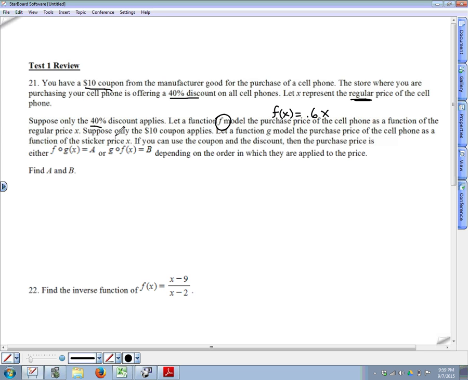Now, I'm actually going to write this down here: f of x is equal to 0.6x. Now, suppose you only get $10 off, that would be the g function. So if you have the regular price of the cell phone and you get $10 off of that, it's going to be x minus 10. So now, A and B.